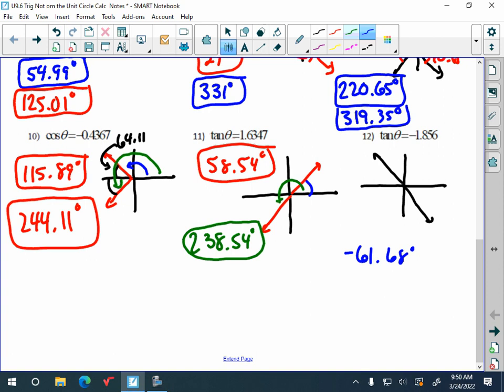Yeah, I can use it as a reference angle. That's right. So this is 61.68, which is the same as that angle right there because they're vertical. Vertical angles are congruent. Okay. So this is 61.68. That makes this one 61.68. How can we use that to get this angle right here?